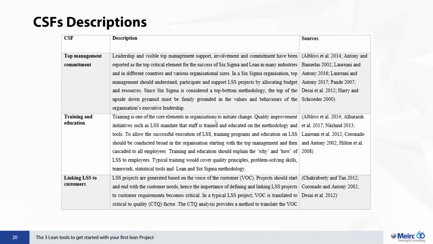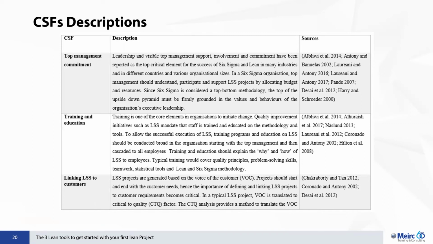All of this is telling me that top management, their visible commitment and their support, is what is meant by top management commitment. Since the Six Sigma methodology is considered a top-down methodology, it is needed that we have top management support and buy-in. Training and education cannot be ignored. We need to get people trained, continuously reminded and refreshed in terms of the ideas. The training will explain the why and the how, and then the problem-solving tools, statistical tools, and Lean Six Sigma methodology.